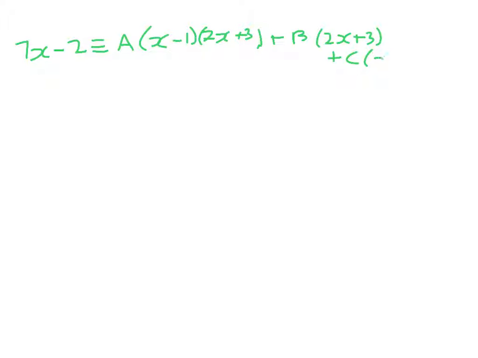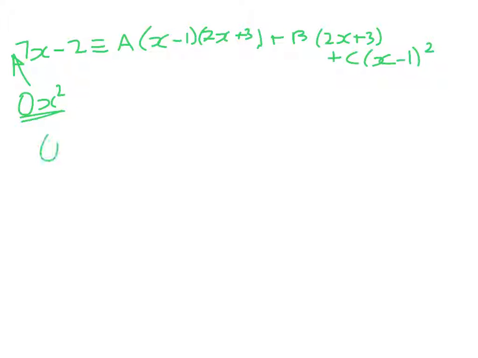Alright, so we've got 7x minus 2 is equal to a times this, plus b times 2x plus 3, plus c times x minus 1 squared. Right, so that's the first bit. And now we have to figure out a. So we know that over here we've got 0x squared hiding in there.